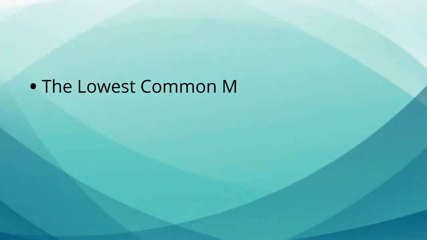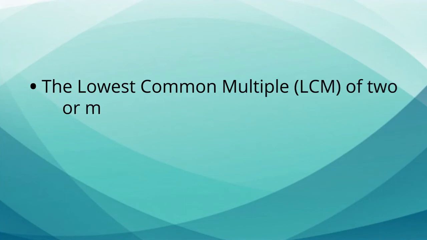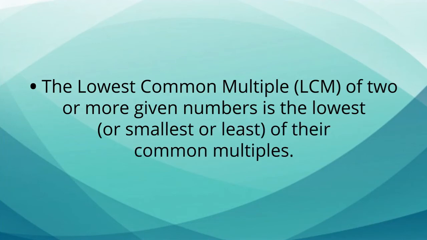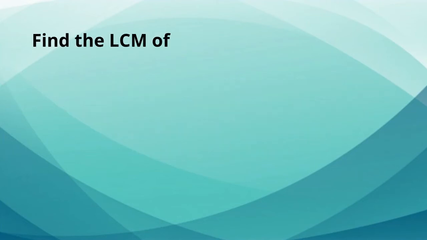Hence, the lowest common multiple, that is LCM of two or more given numbers, is the lowest or smallest or least of their common multiples. Dear students, now let us find the LCM of two numbers using the prime factorization method. The question is, find the LCM of 12 and 18.